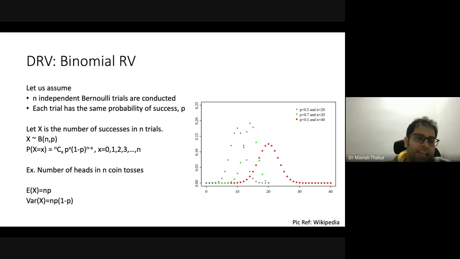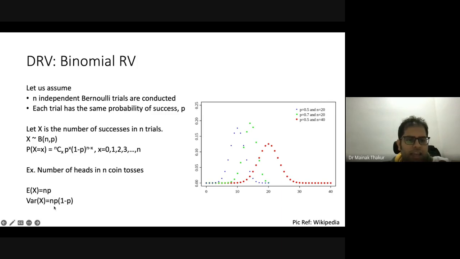Expectation of X is np. It's very simple to understand why it is np. Let's say you are doing 100 coin tosses, and the probability of success is half. Let's say the probability of head is half. How many heads will come? Around 50, right? Expectation of X is 100 into half, 50. On an average, 50 heads will come. That's what it is. Expectation of X is n into p.